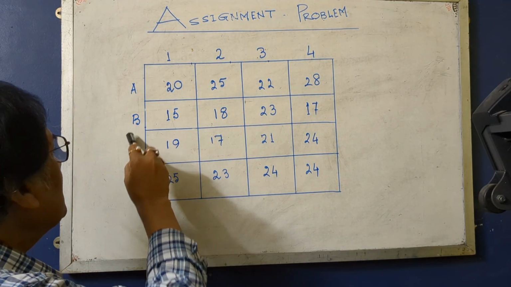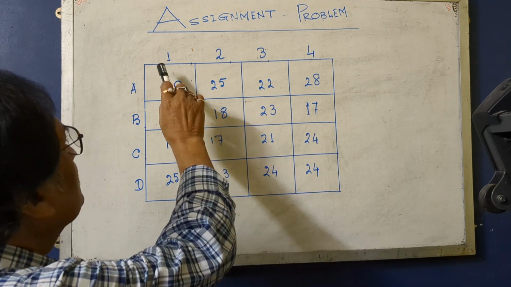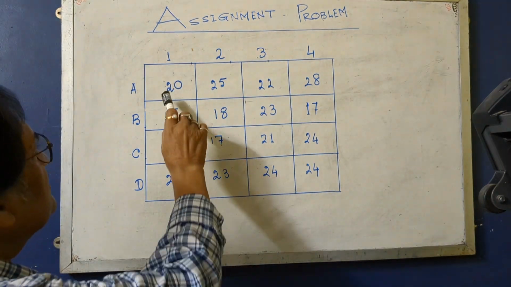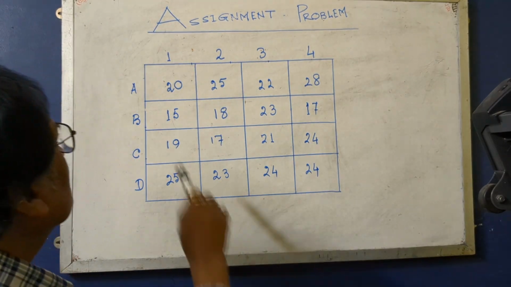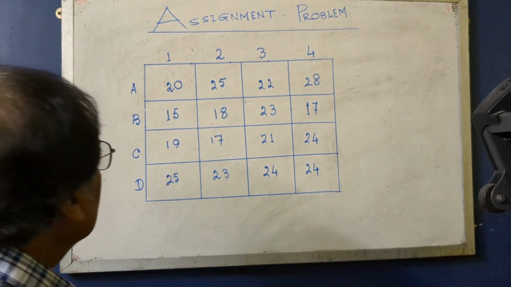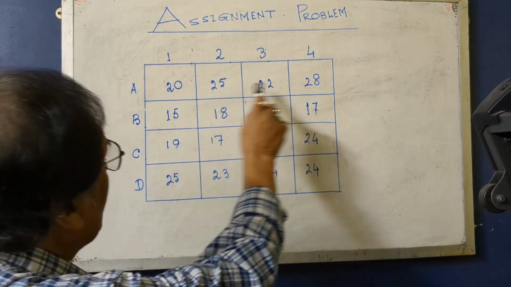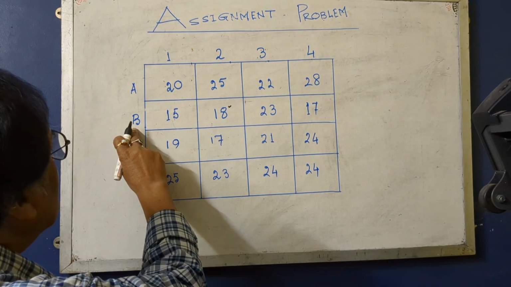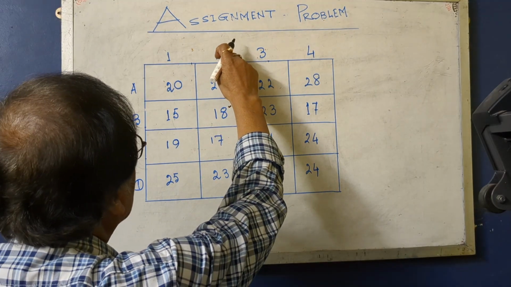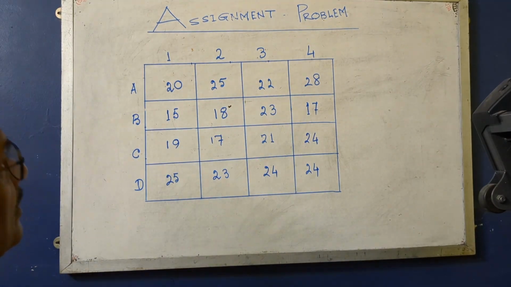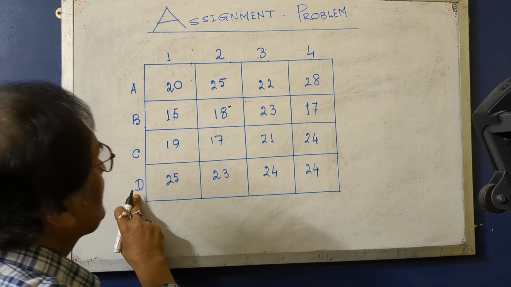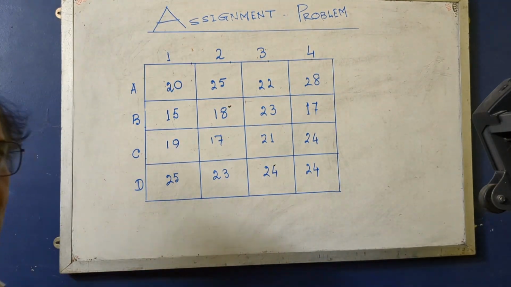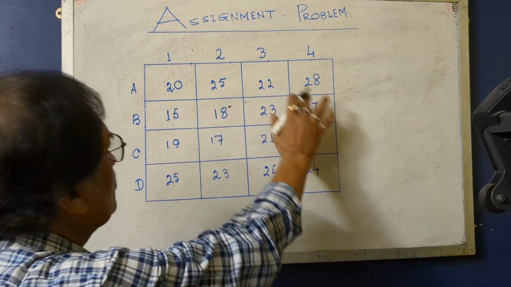4 persons A, B, C, D are to be allocated to 4 jobs 1, 2, 3, 4. And this is the matrix in which the times required by the persons to the job are noted. Say this means the B person will take 18 hours to finish the job, if it is in hours. D person requires 24 hours to finish this job. In this way, the times are noted on the matrix.